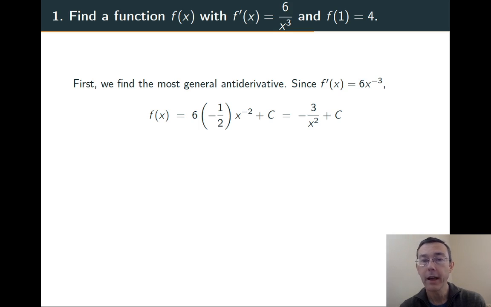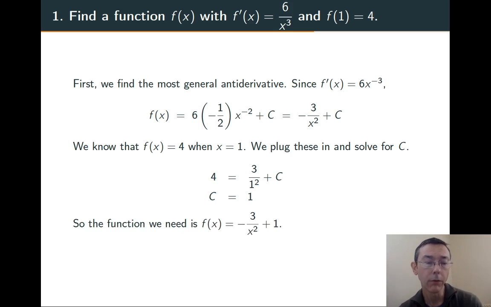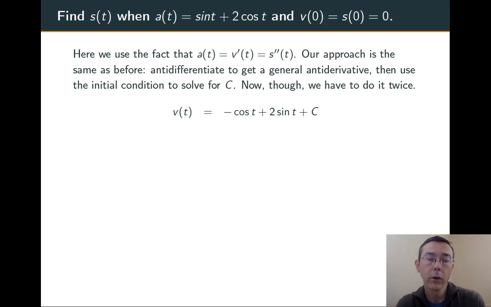Now let's use the fact that f of 1 equals 4. So we're going to want to plug those in: f of x is 4 and x equals 1, to get an equation with just c in it that we can then solve for c. And we get c equals 1. So overall, the function that we need is f of x equals negative 3 over x squared plus 1. Not too bad. Now let's go for this acceleration problem.